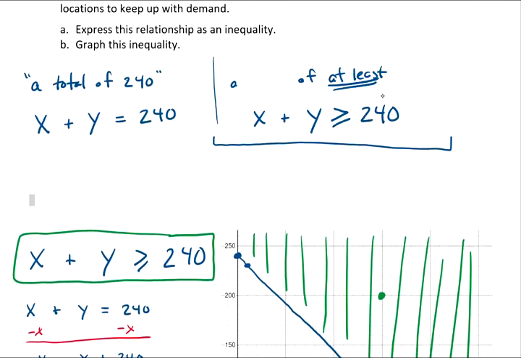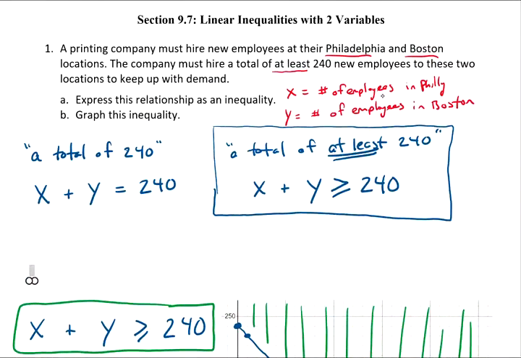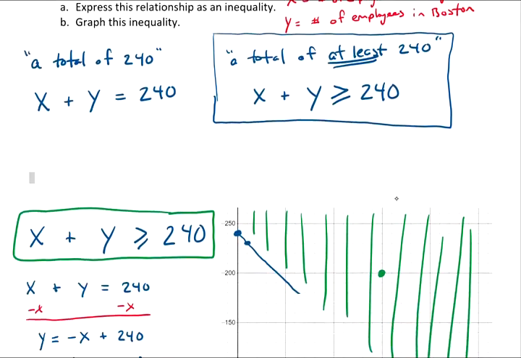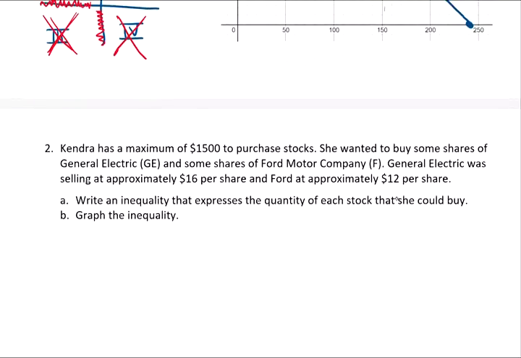Okay, so that about does it for this problem. Just like with word problems dealing with equations, the first phase of the problem is the setup. And then once we've set up our equation or our inequality, it's really no longer a word problem. All right, so let's look at number 2.